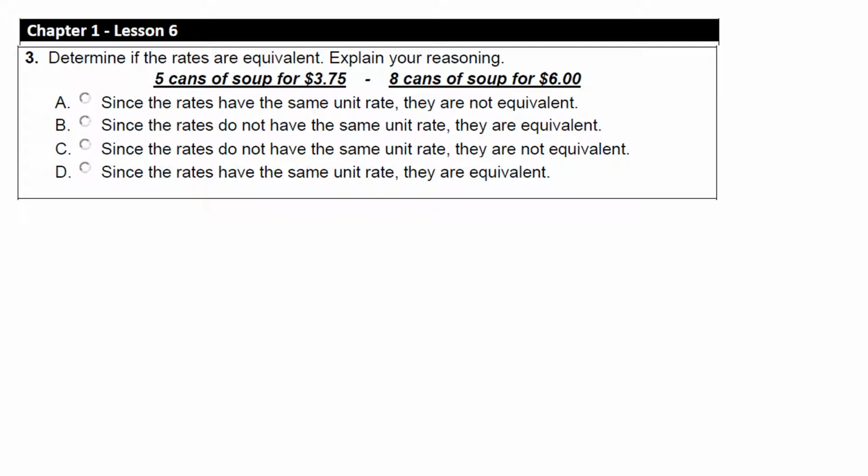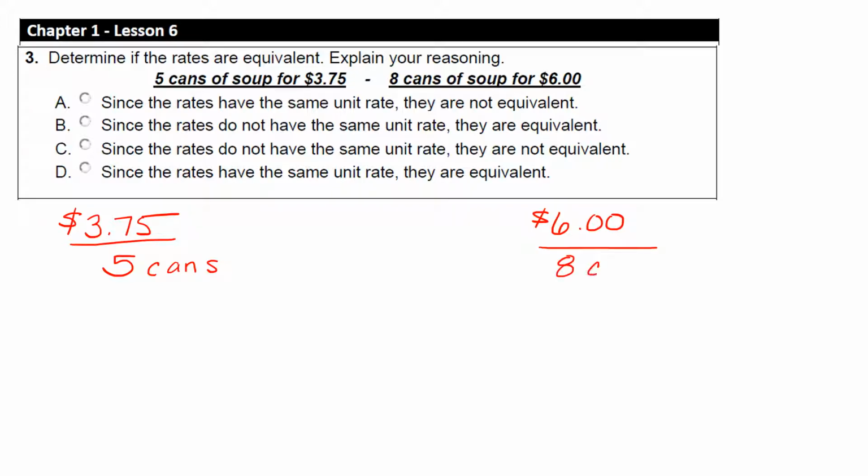Chapter 1, Lesson 6. Determine if the rates are equivalent. Explain your reasoning. 5 cans of soup for $3.75 compared to 8 cans of soup for $6. So here we have for $3.75, you can get 5 cans of soup. And here, for $6, you can get 8 cans. All right, so we're going to have to figure out how much it would be for 1 can.